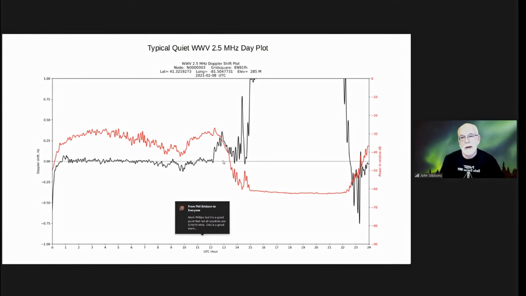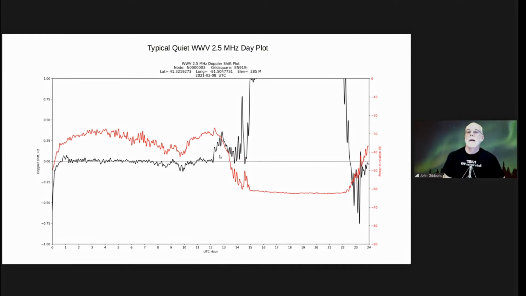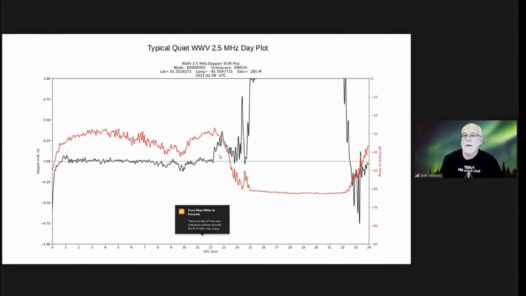And when the sun rises, you see this Doppler shift right in here, showing that the reflection layer is dropping in distance as it dissolves with exposure to sunlight. And as it drops in distance, it causes a shift up in the measured Doppler frequency. And you see this is 0.5 hertz on a 2.5 megahertz signal. So that's the total Doppler shift we're looking at.